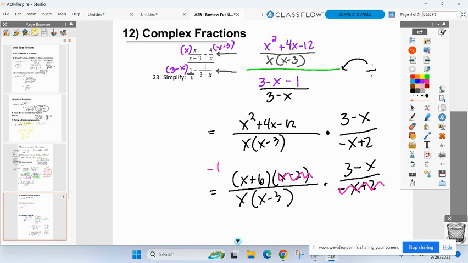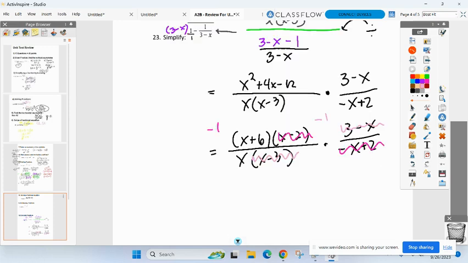Anything else? 3 minus x and x minus 3. Those are also opposites. Everyone agree? So I'm left with another negative 1 to multiply. All right. So what's going to happen with those two negative 1s? They cancel. They'll turn into a positive 1. So what's left on top? And on the bottom, anybody want to cross off those x's? Get out of here.